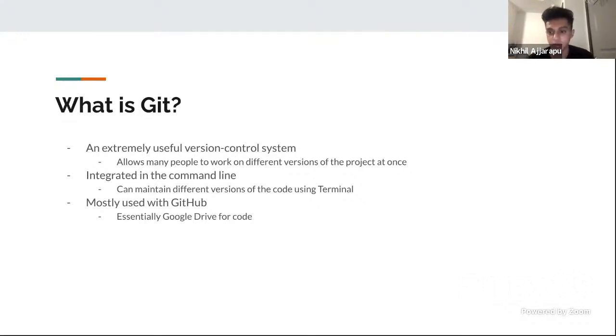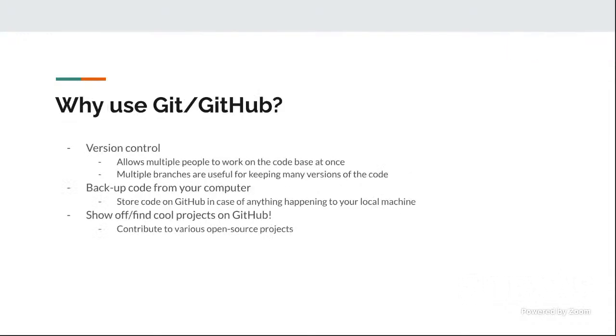And Git is mostly used with GitHub. You've almost definitely heard of GitHub, where you can create repositories and store code. Git, the version control system, is used in conjunction mostly with GitHub. Both of these combined essentially double up as Google Drive for code, but it's a lot more interactive, and you can definitely work with multiple versions and different features of a project with Git. Right. So why use Git and GitHub?